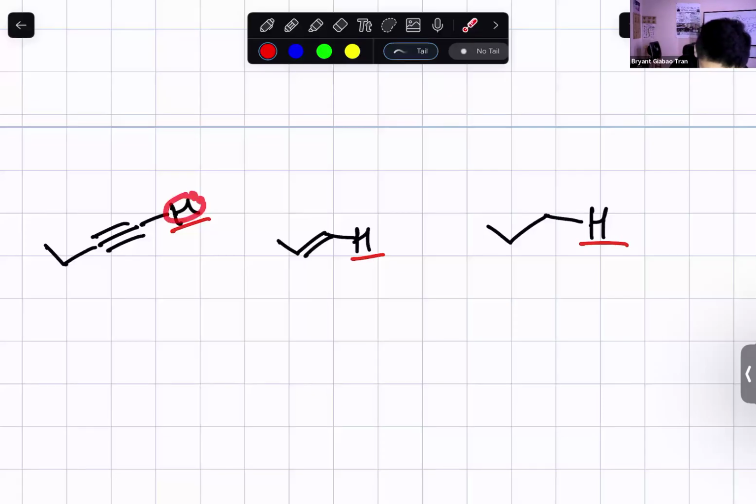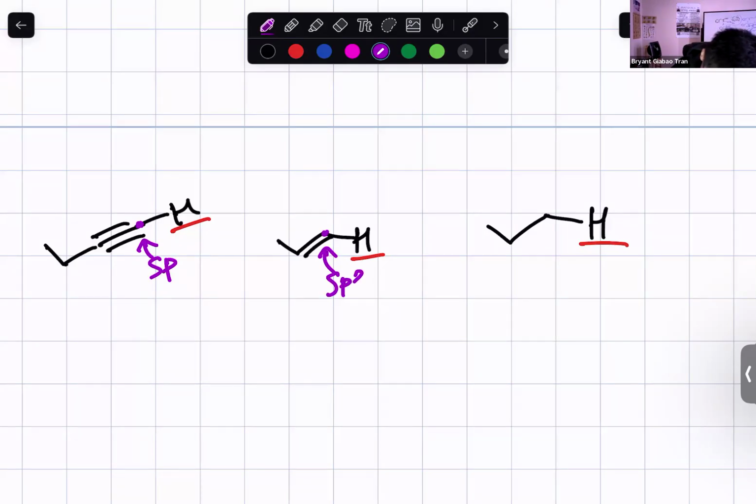Yep, the alkyne hydrogen. This alkyne hydrogen would be the most acidic because it has more s orbital character, sp. Yes, that's correct. This carbon here is sp. This carbon here, sp2. This carbon here, sp3. sp has 50% s character, sp2 has 33% s character, sp3 has 25% s character.